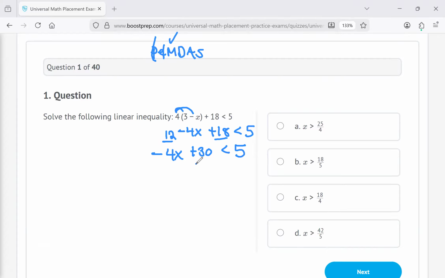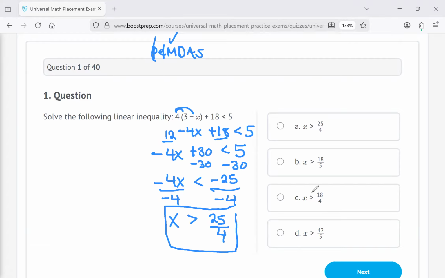And then solve for x, so you're going to subtract 30 from both sides. 5 minus 30 is negative 25. Divide by negative 4. And then because you did divide by a negative, you do got to flip the sign. So it's now going to be positive 25/4. So that would be letter A. X is greater than 25/4.